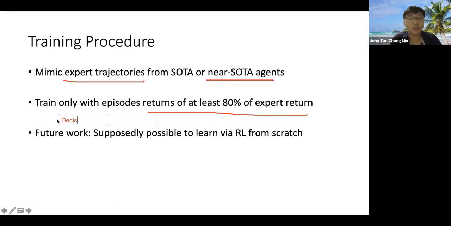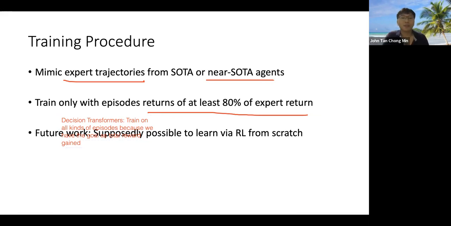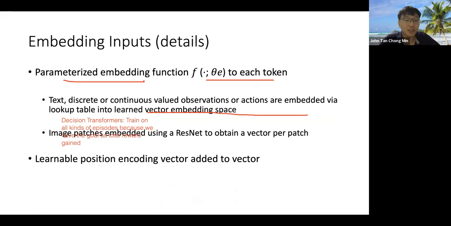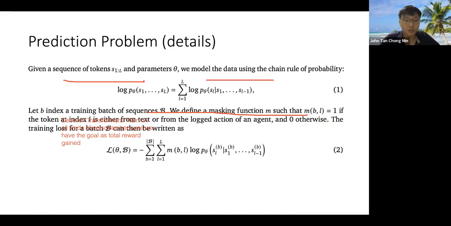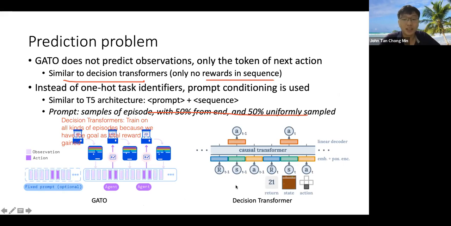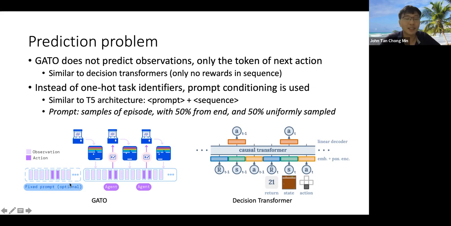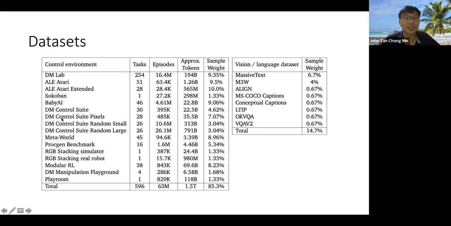Let me just write this down here. With decision transformers, you can train on all kinds of episodes, because we have the goal as total reward gain, so you can learn from good and from bad episodes. But for this GATO architecture, you can only learn from the good episodes, because GATO does not have any form of reward model inside the sequence. It's just observation, action, observation, action. The only kind of reward they have is actually the prompt, as I mentioned earlier. This prompt over here is randomly taken from the sequence, randomly sampled, or 50% from the end, which tries to serve as goal-directed learning. I have my doubts about this. It's very different from decision transformers because it does not have the goal explicitly embedded inside.